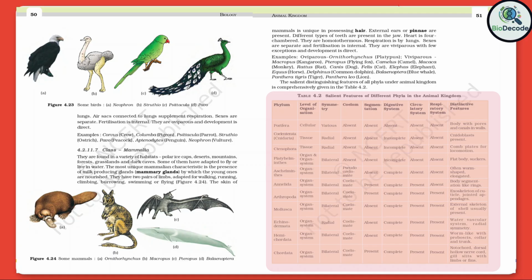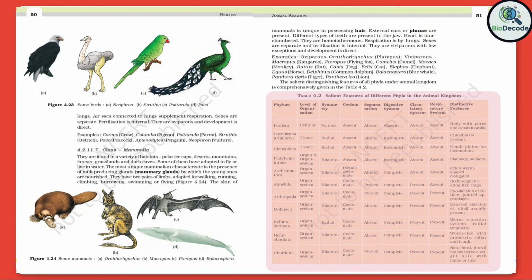Hemichordata: Balanoglossus. Hemichordates are bilaterally symmetrical, triploblastic, and coelomate. They show a dorsal nerve cord and gill slits. The notochord is limited to the proboscis region. Balanoglossus is a burrowing marine worm demonstrating a combination of invertebrate and chordate features, representing an evolutionary link.